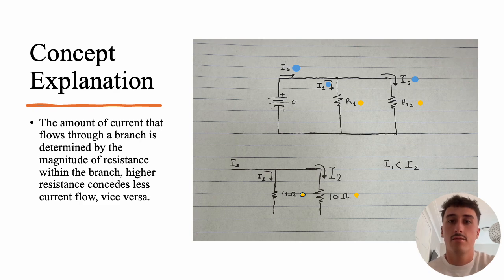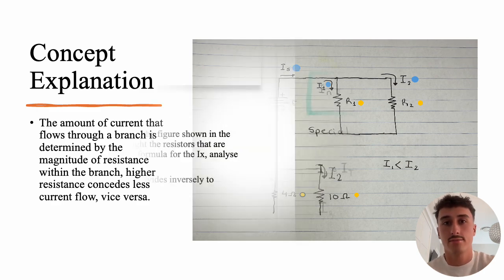The amount of current that flows through a branch is determined by the branch's resistance. A higher resistance concedes less current flow, while a lower resistance allows more current to pass through. So the current divides inversely to resistance, meaning the easier the path, the more current it carries.